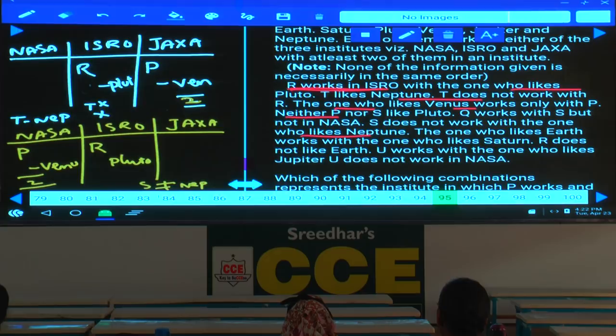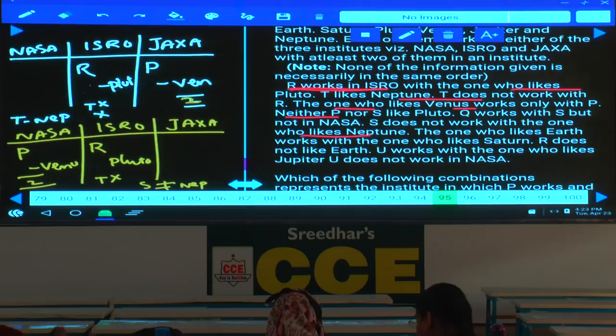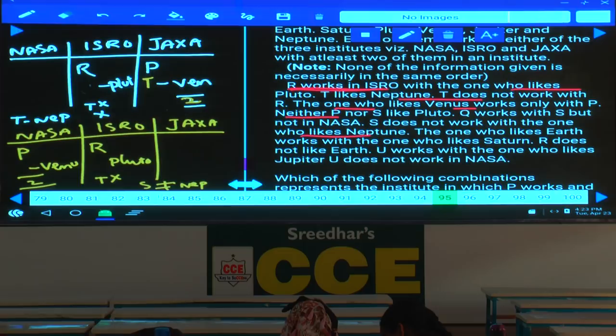As U does not work in NASA, what are the different possibilities we can have? Now we should have T. Now where should this T be? T likes Neptune, and this T cannot be working in ISRO, and T can be either JAXA or NASA in the first case. Now tell me whether T can be in JAXA or not. I'm talking about the first case. No, why is it no? If T is here, T must be Neptune, isn't it? But as there must be only two people in JAXA, T cannot be at this place. As T cannot be here, hence T Neptune must be at this place.